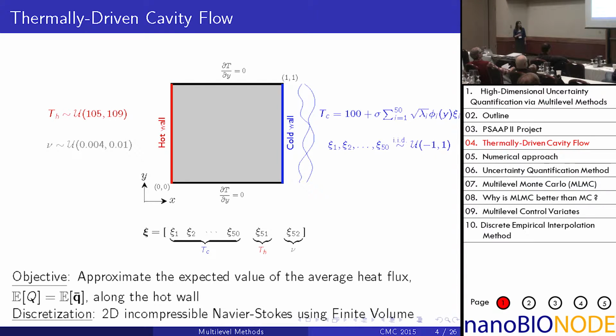So our objective is to approximate the expected value of the average heat flux along the hot wall after the simulation. So capital Q will be our heat flux, and this bold-faced little q is the heat flux along this whole wall. So when we're thinking about modeling on a certain mesh size, we're going to have a vector that has the heat flux evaluated at each grid point along the hot wall. And for our discretization, we're going to be using the two-dimensional incompressible Navier-Stokes using finite volume.